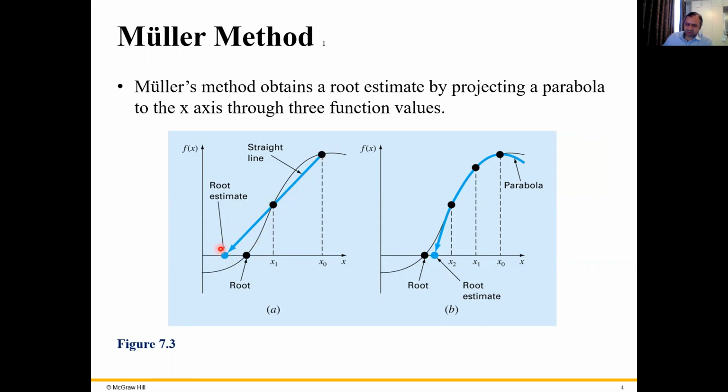For a straight line, we need at least 2 points to define it. We need the coordinates of at least 2 points. These 2 points we already know, and based on them we can find the equation of the straight line, which crosses the axis over here and gives us the root estimate for our next iteration. So this is the process in the secant method.